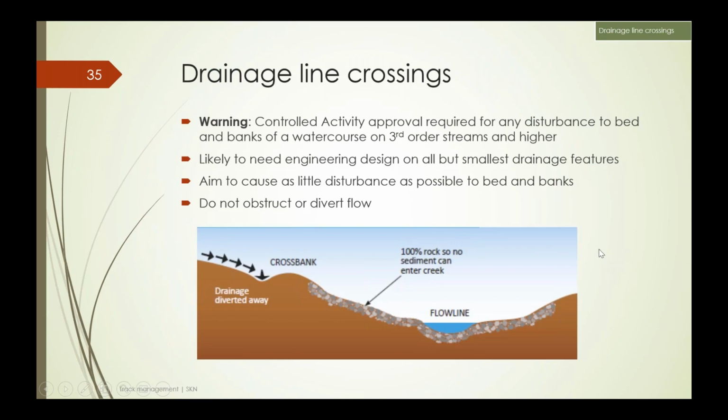A word of warning first, that if you're crossing third order streams or higher, that you'll need to get a controlled activity approval from the government, the relevant government agency. First and second order crossings do not require a controlled activity permit, and also drainage depressions which are unmapped.